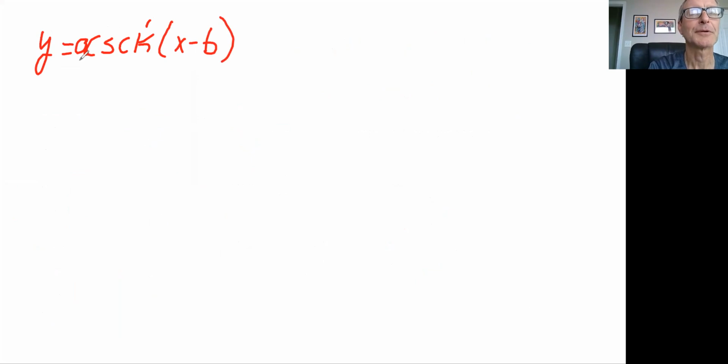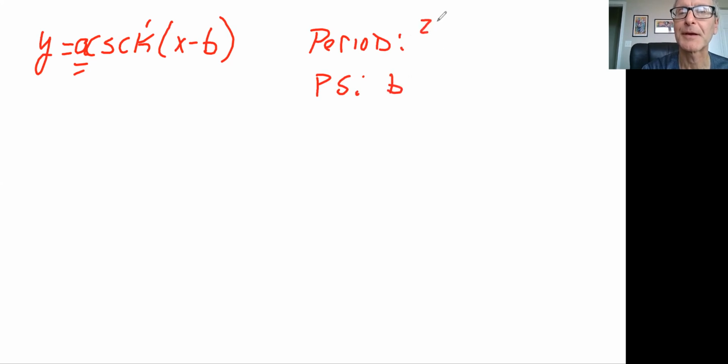And again, we don't really talk about the A, the amplitude, very often, but we are worried about the period, and we're also worried about the phase shift. The phase shift is B. And in this case, again, the period's just like sine and cosine. It's 2 pi divided by k.